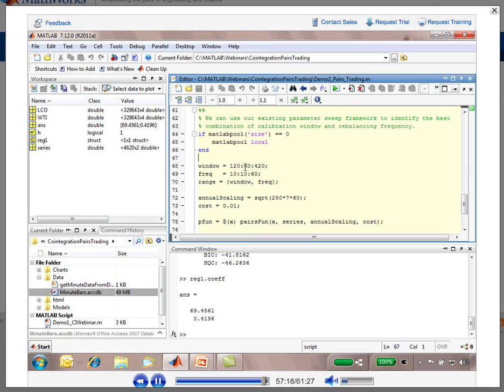The next thing we're doing is setting up the range of parameters for the window, which ranges from 120 minutes to 420 minutes. That's the maximum size. The rebalancing will be 10 to 60 minutes that we're allowed to use, and we're putting that in a range parameter.